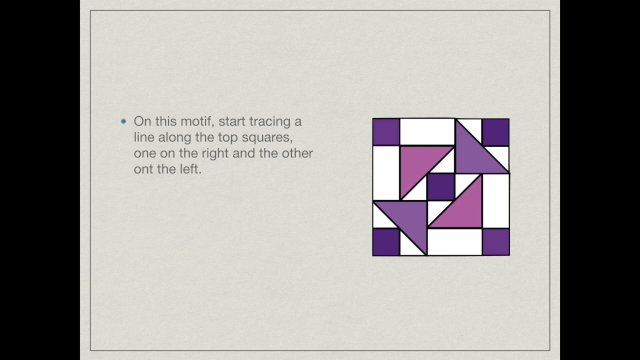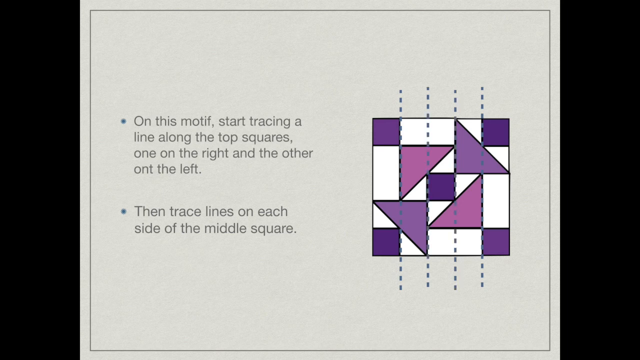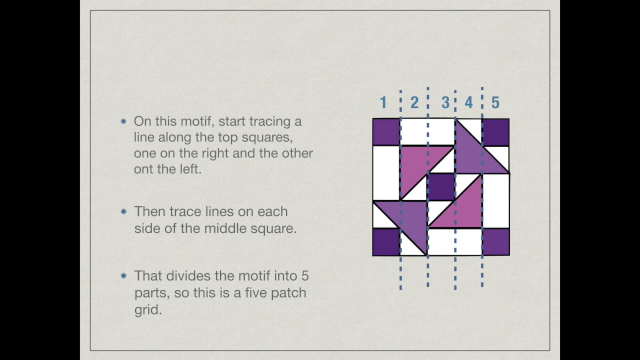So moving on to the next pattern. On this motif, we're going to start tracing a line along the top squares, one on the right and the other on the left. And then we're going to trace a line on each side of the middle square. We're going to count, and we have 5 columns. So therefore, this is a 5-patch grid.